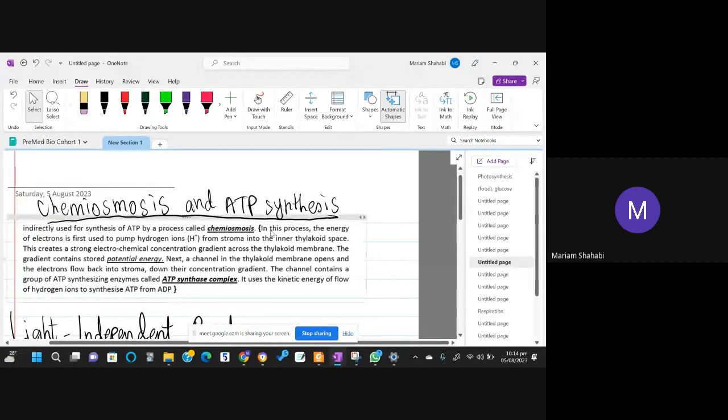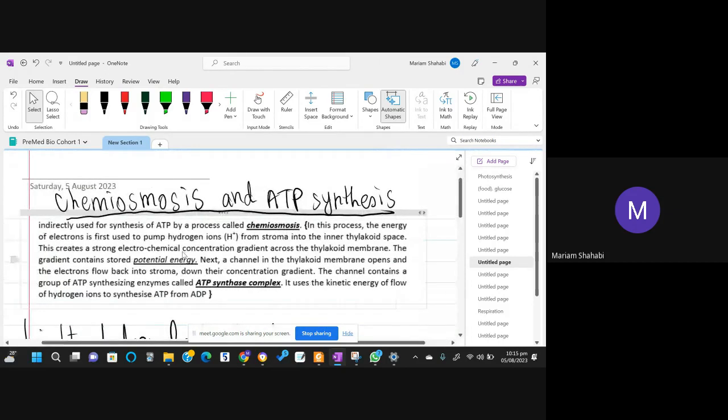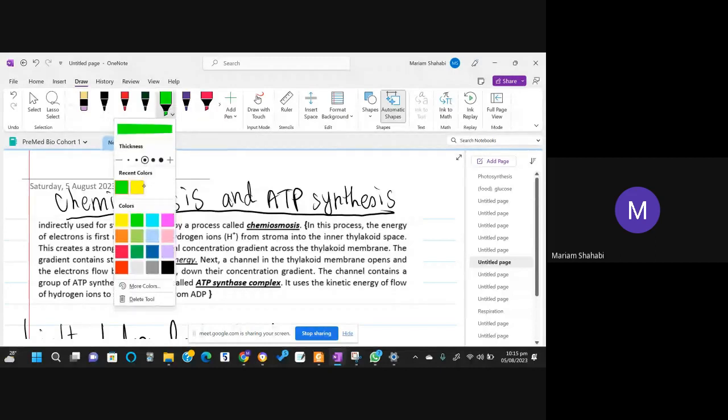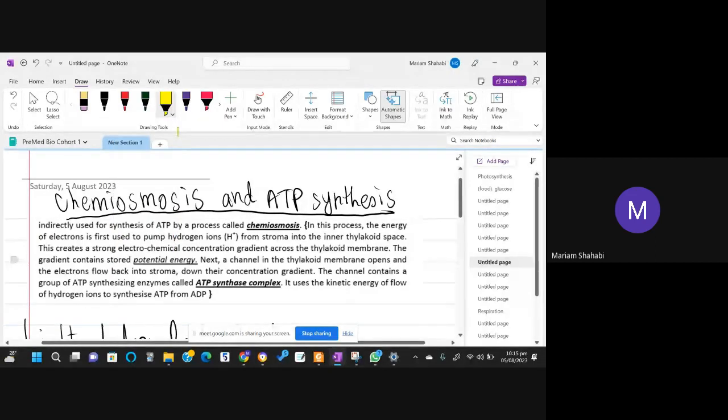The energy of the electrons is first used to pump hydrogen ions from the stroma into the thylakoid space. सही है. तो जो हम pump कर रहे हैं ना, someone said it is an active process. It is an active process that consumes energy. तो वो energy कहाँ से आ रही है? वो energy electron से आ रही है.